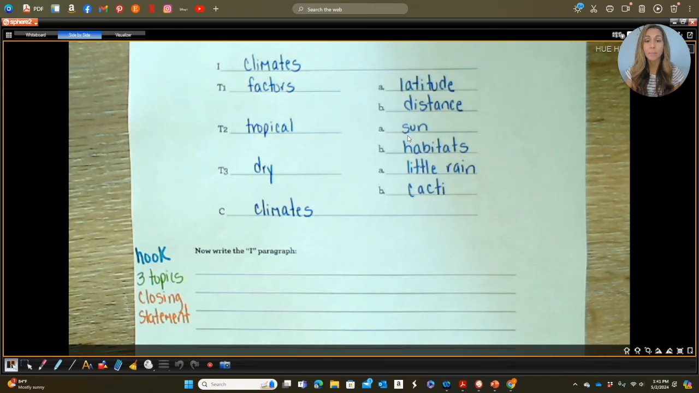Now we're all going to come up with our own hooks. So you can come up with a question about climates, a strong statement about climates. You could restate the prompt or share a fact or a definition from the articles. It's up to you. But you write your own hook as I write mine. Don't forget to indent.